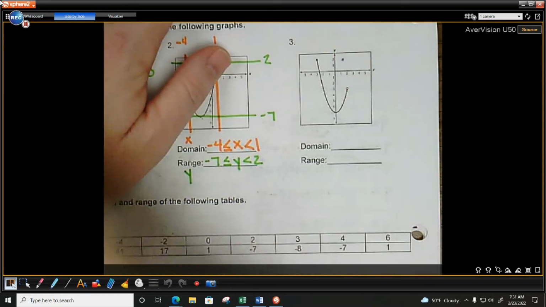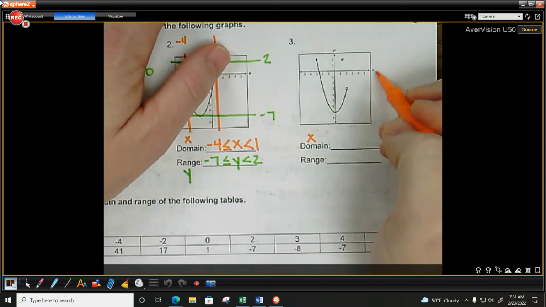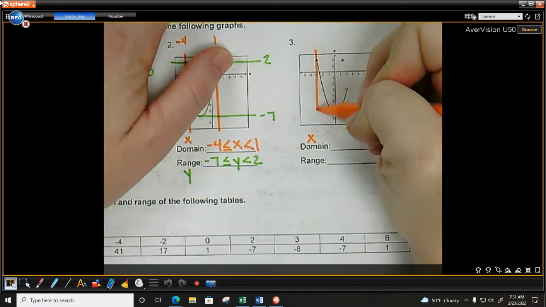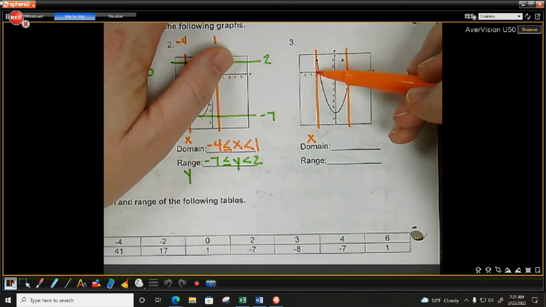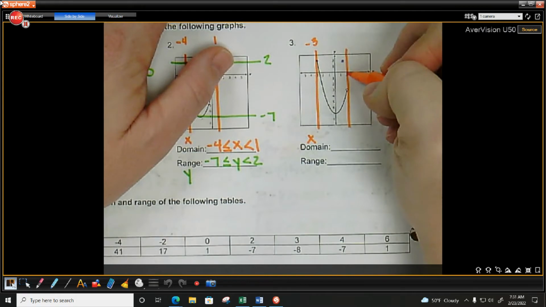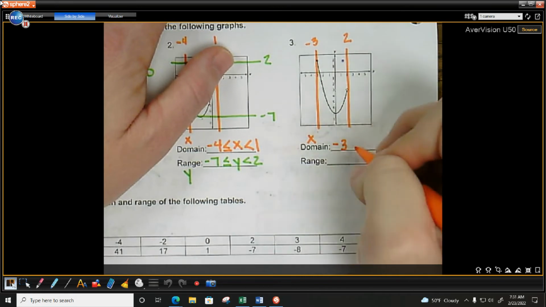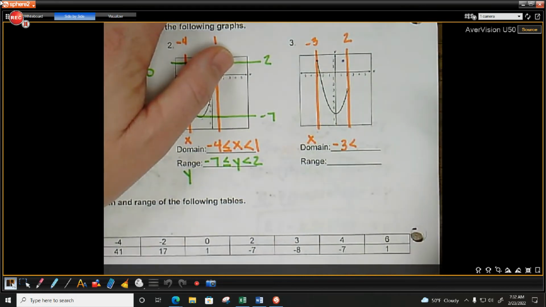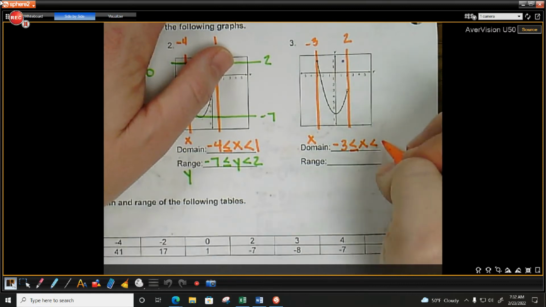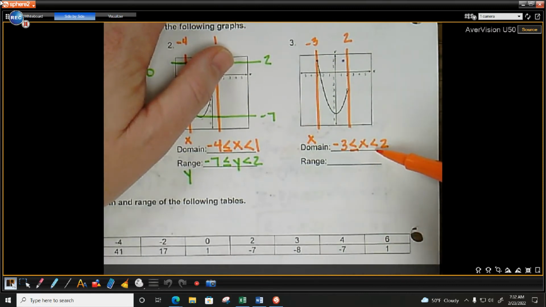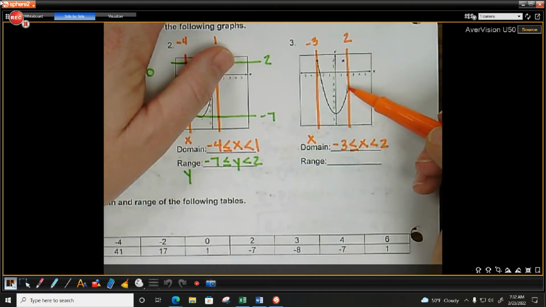Domain is x. Your x-axis is side to side. Draw a line at the left. Draw a line at the right. Where's the left line hit the x-axis? -3. Where's the right line hit the x-axis? 2. So it's -3 less than, do I put an equal to? Yes, because there's a closed dot. What variable? X less than 2. Do I put an equal to under the inequality with the 2? No, because the 2 has an open dot.